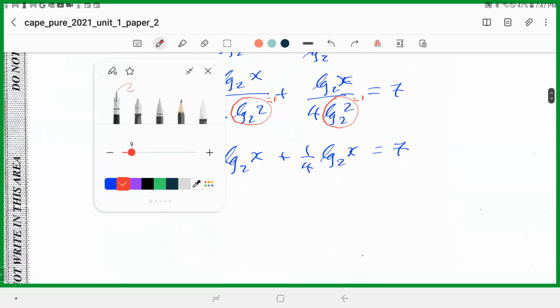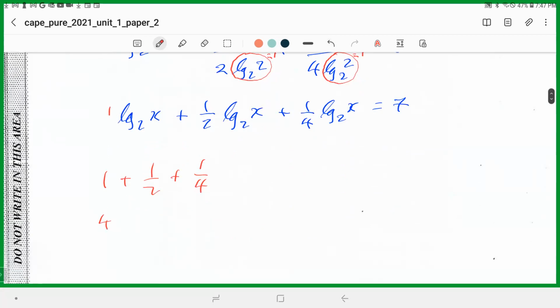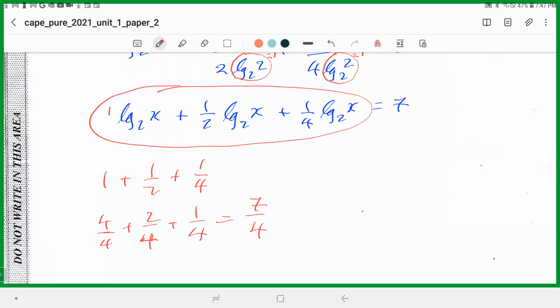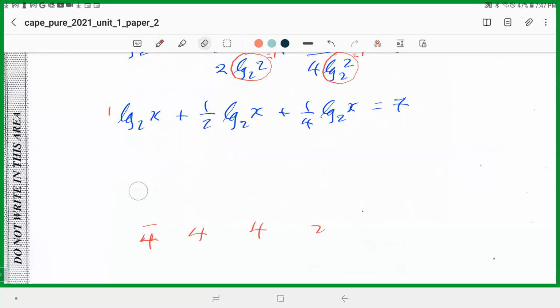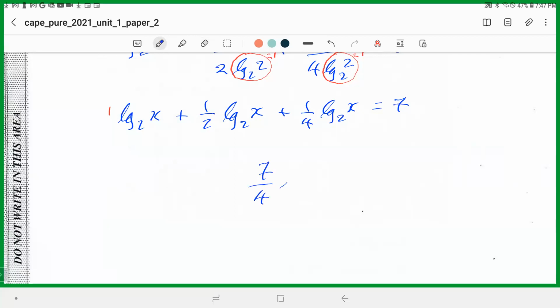Because I can put a 1 in front of this. So the 1 plus a half plus a quarter becomes 7 over 4. 1 plus a half plus a quarter is the same as 4 over 4 plus 2 over 4 plus 1 over 4, which becomes 7 over 4. So all of this becomes 7 over 4 log to the base 2 of x. I'm going to write that. So I get 7 over 4 log to the base 2 of x equals 7.